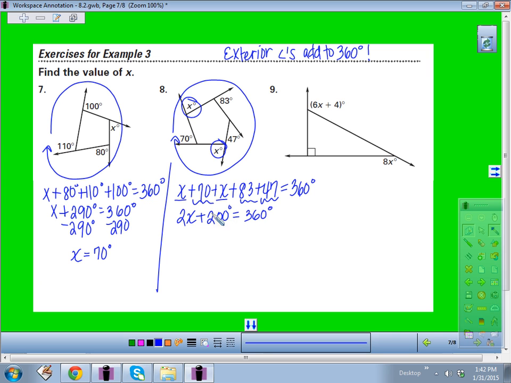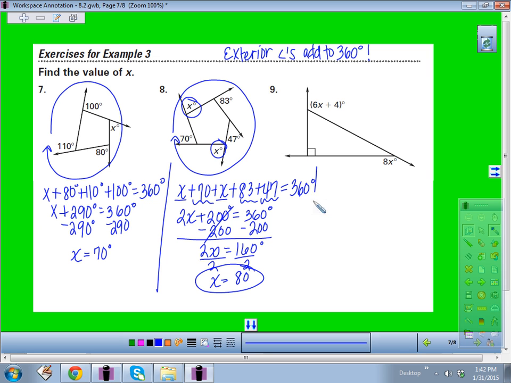And then to solve for x, we need to first get this constant on the right side. These cancel. 360 minus 200 will give me 160. And then we can divide by 2. x equals 80. So both of these will be 80.